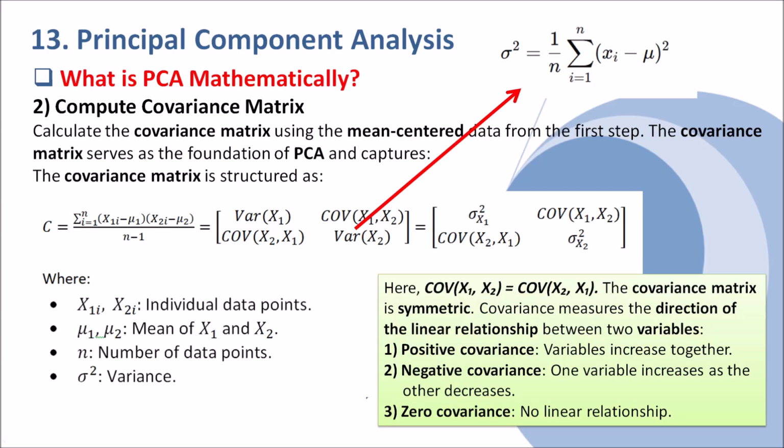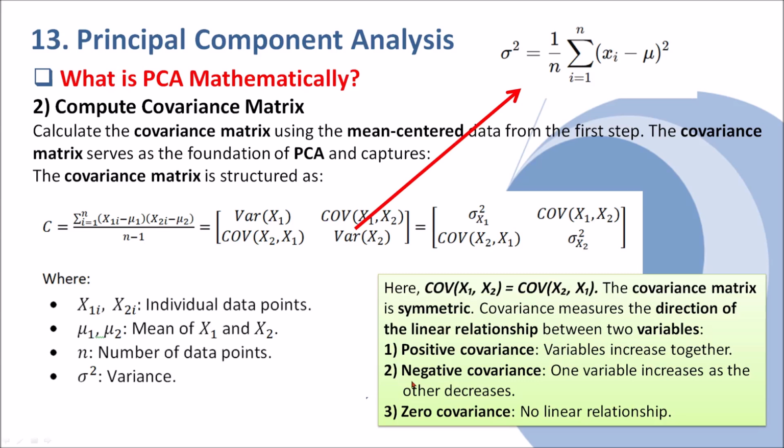Please note that this is a simplified case. We have only two variables here. In the case of 3 or 4 variables, we will get more complex matrices. However, in any case, we will get symmetric covariance matrices. Then, covariance measures the direction of the linear relationship between the two variables. Positive covariance means the variables increase together. Namely, they have a positive correlation relationship.